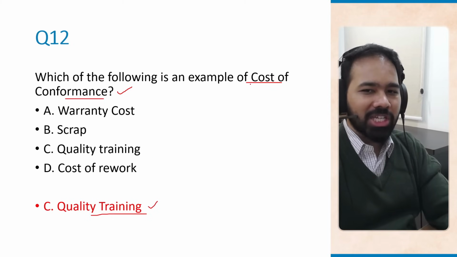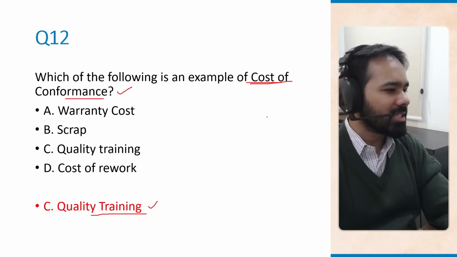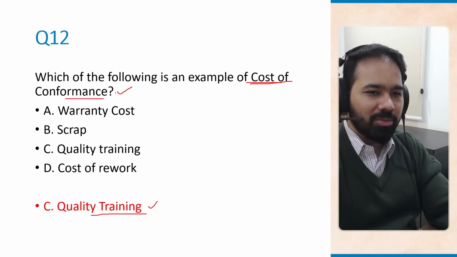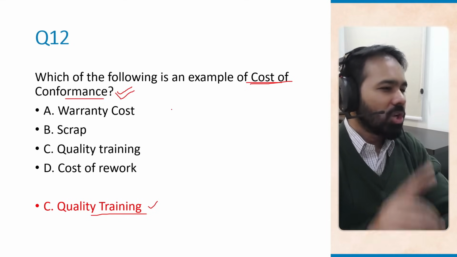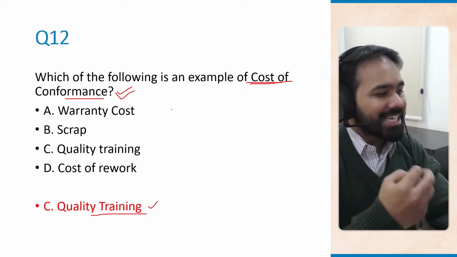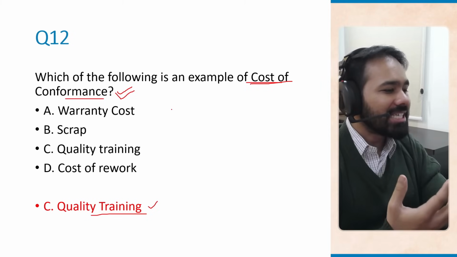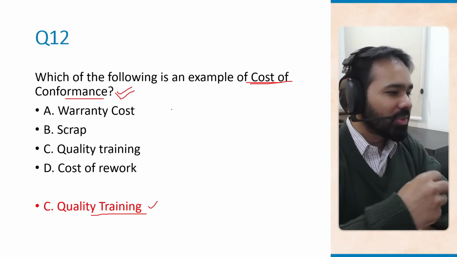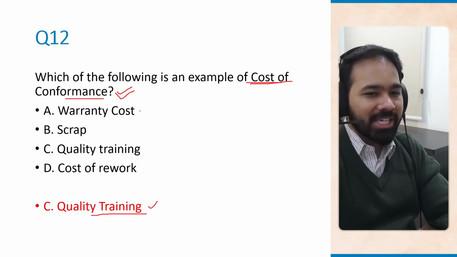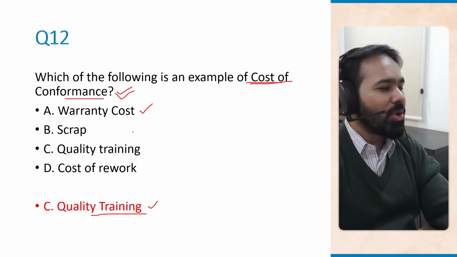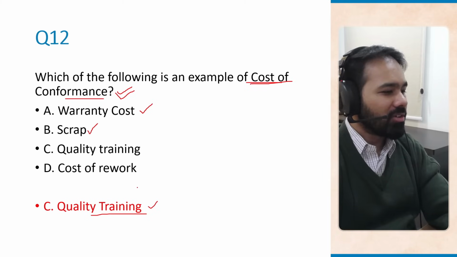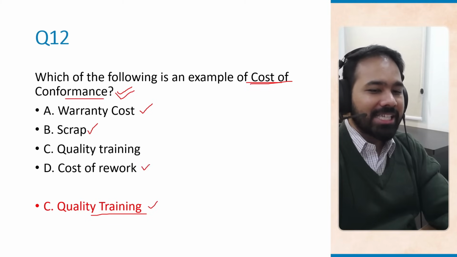Now, similarly, just like cost of conformance, there's a concept called cost of non-conformance. So while cost of conformance is a proactive cost, cost of non-conformance is a reactive cost. It is the money that is spent after defects actually occur. So warranty cost is a cost of non-conformance. Scrap is a cost of non-conformance. Rework is a cost of non-conformance.